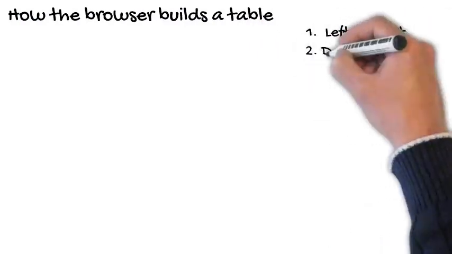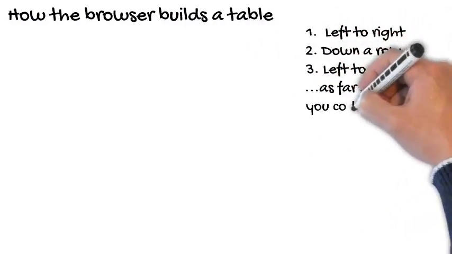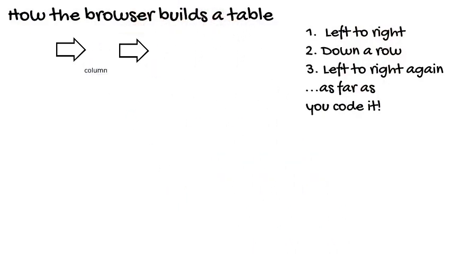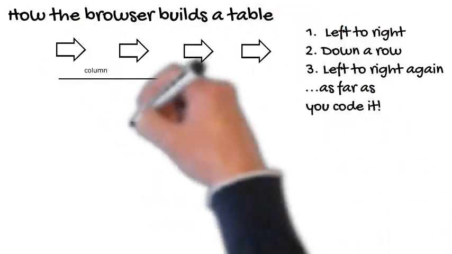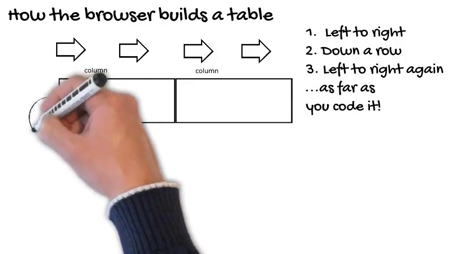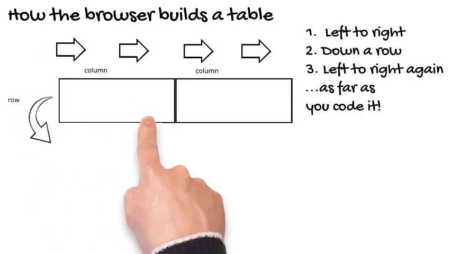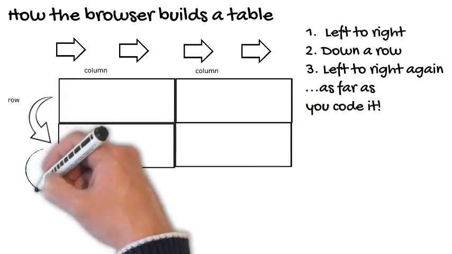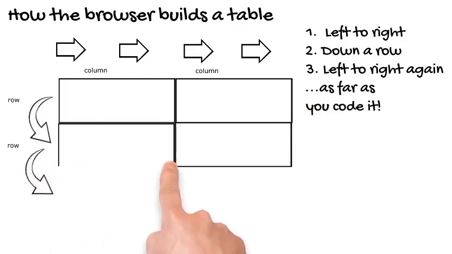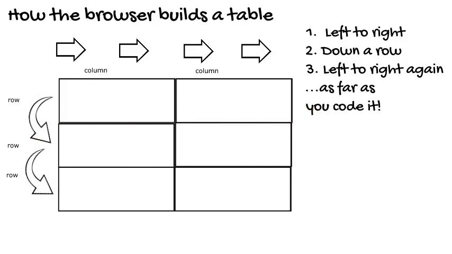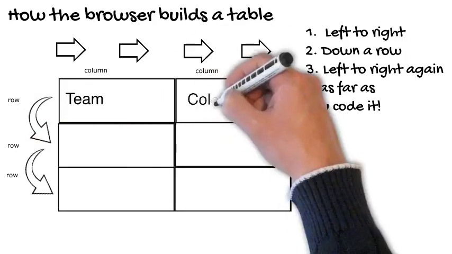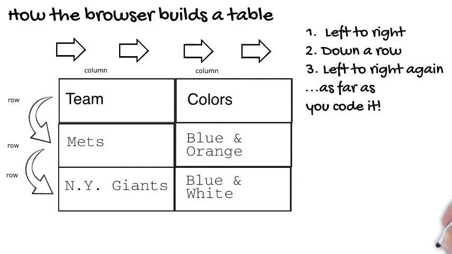Now, it's important to understand how the browser builds tables. And the order to remember is left to right, down a row, then left to right again. And that'll go on as far as you code it. So in this case, I'm going to build a table 2 columns wide and 3 rows deep. So you'll see the first box, then the second, then down a row, then left to right again, down a row again. Of course, we're doing all of this with tags. So whatever goes inside those tags is what's going to go inside the table. In this case, I put a couple of column headers, then a couple of teams and their team colors. You'll build your table however you like. So let's take a look at what the table codes are.